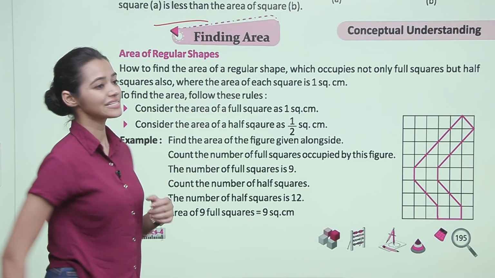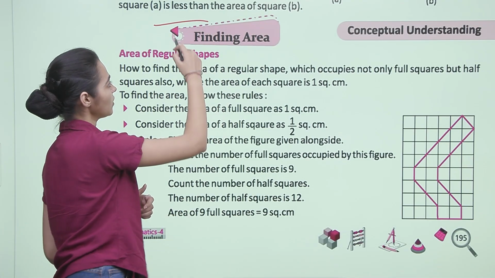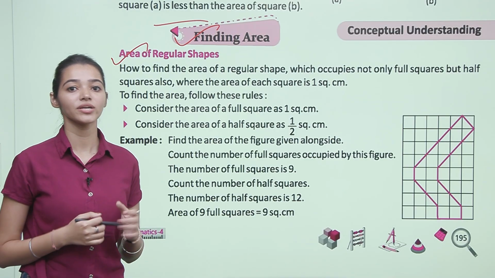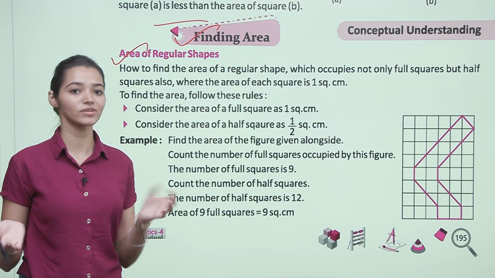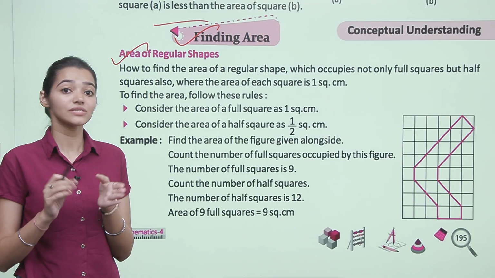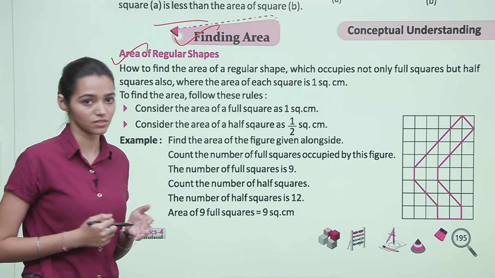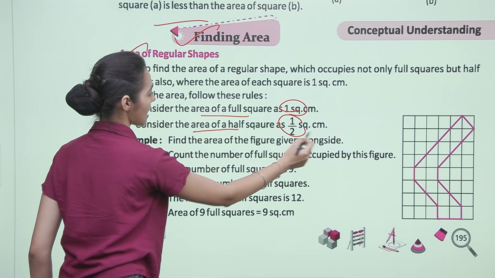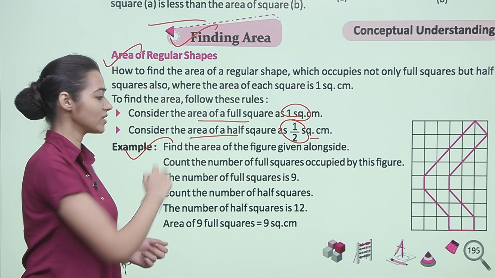So the area A is less than the square area B. Now how to find area? Area of rectangular shapes. Now the area of rectangular shapes which occupies not only full squares but half squares also, which means where the area of a square is 1 square centimeter. Now consider the area of a full square is 1 square centimeter and the area of a half square is half square centimeter.